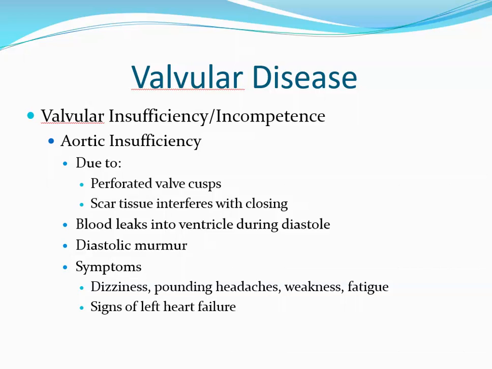Aortic valve insufficiency. This is often due to either perforated valve cusps due to infection or inflammation, or it could be the result of scar tissue that interferes with proper closing. Now the blood will leak back into the ventricle during diastole, resulting in a diastolic murmur. Symptoms include dizziness, headaches, weakness, fatigue, and signs of left heart failure.